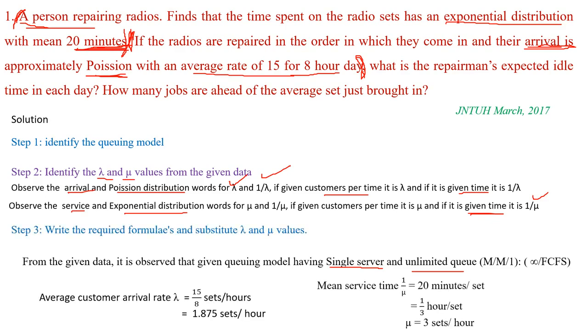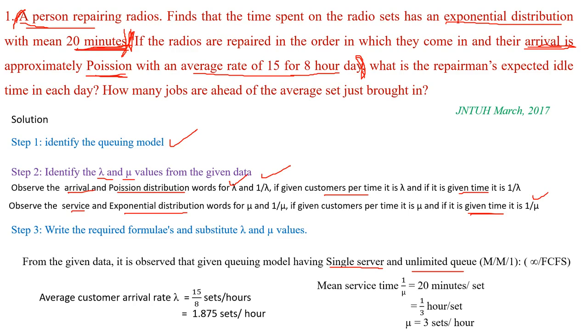So the next, third step is to write the required formulas and substitute the lambda and mu values. The first step is to identify the queuing model. Here the given queuing model is single server and unlimited queue. Then we have to identify the lambda and mu values from the given data. So lambda value is 15 per 8-hour day, so lambda equals 15 customers by 8 hours.